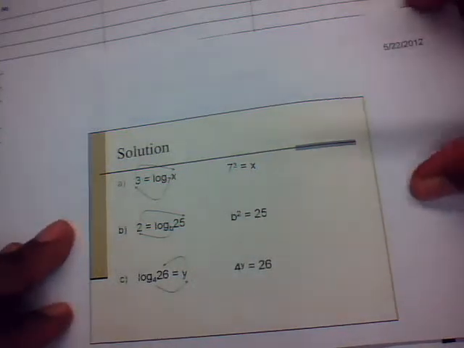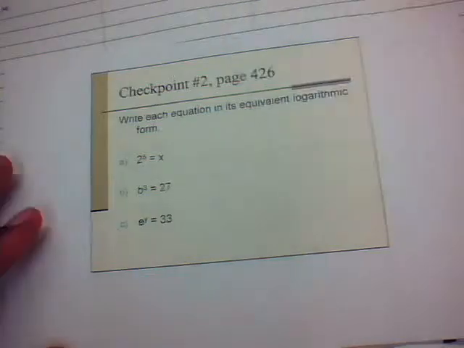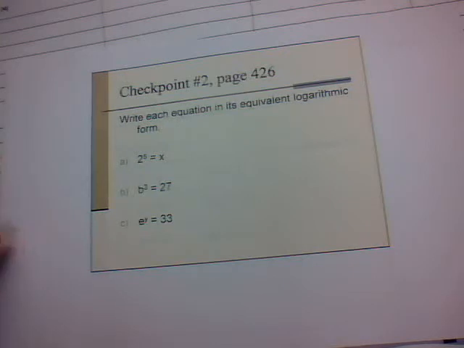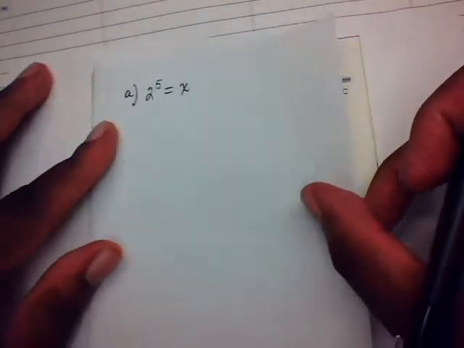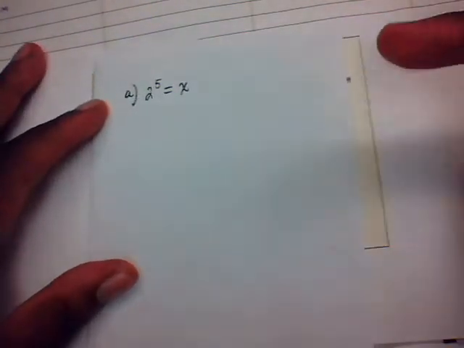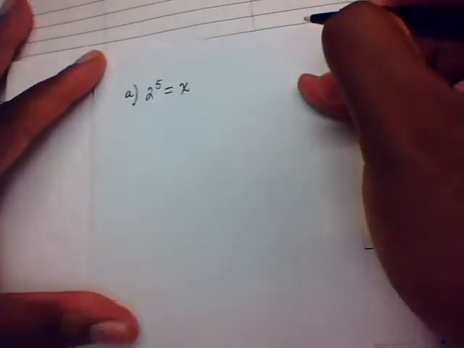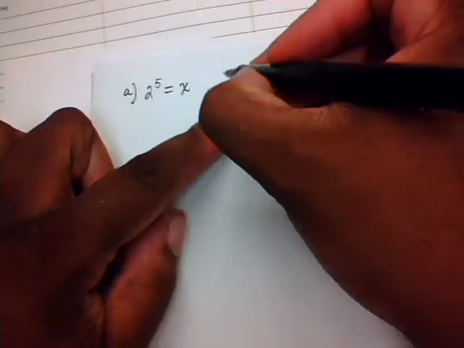And in this case, we're going to have equations in exponential form, and you want to convert that into its equivalent logarithmic form. So in part A, you got 2 to the 5th power is equal to x. And you want to convert that into its equivalent logarithmic form. So here, in this case, the form will be this.